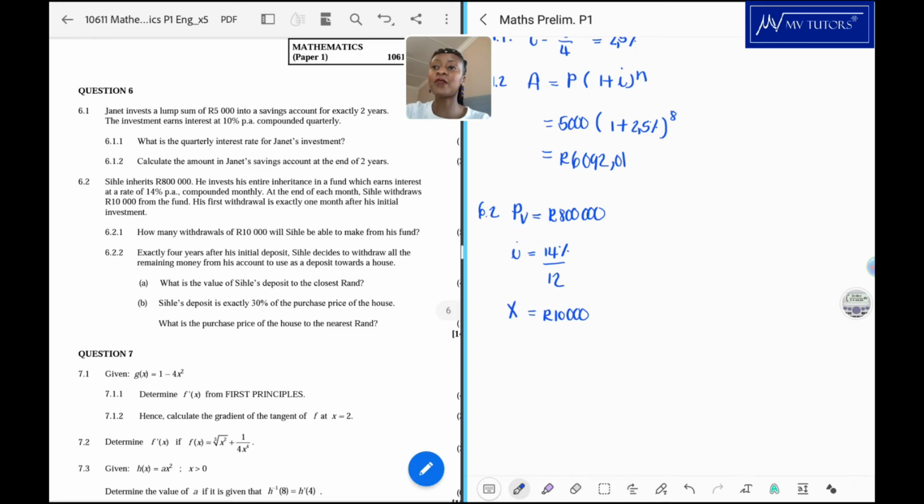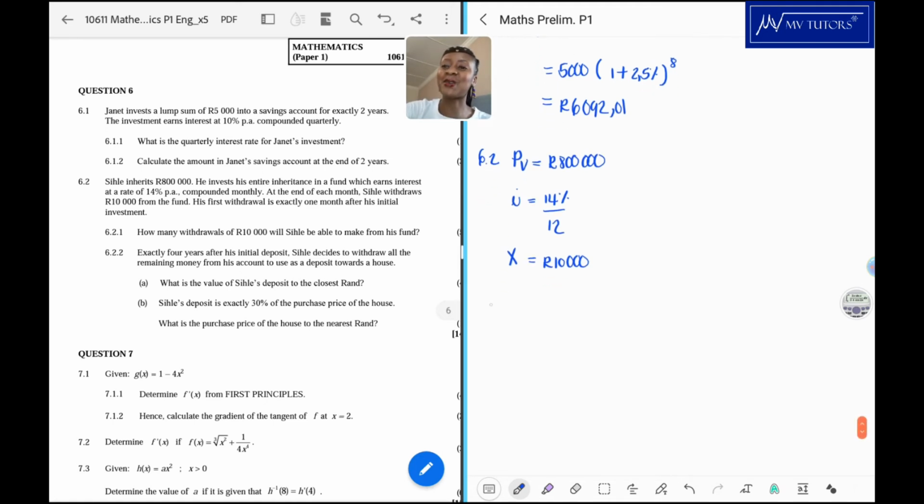So if they say 1 month after his initial investment, we're going to use the present value formula as it is. You're not adding anything to the months or subtracting anything. You're using the equation as it is. Okay, so we haven't even read the question. That's me, I just like going ahead.